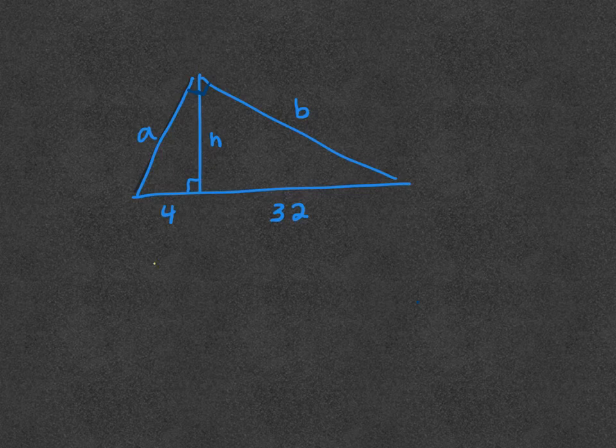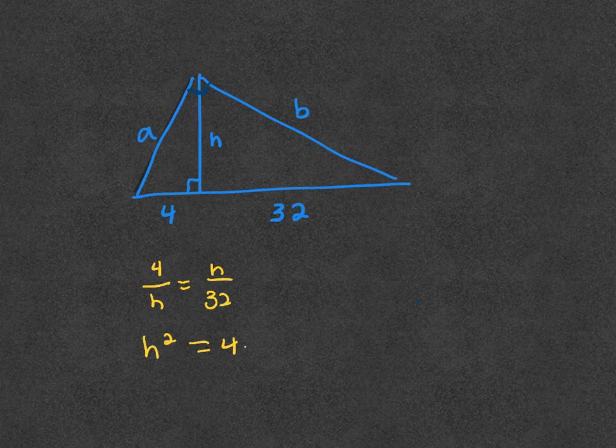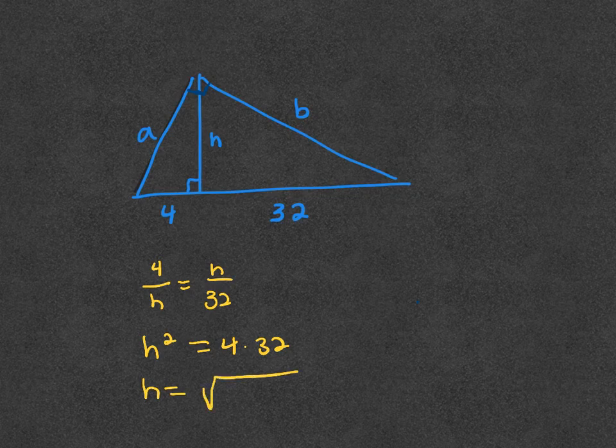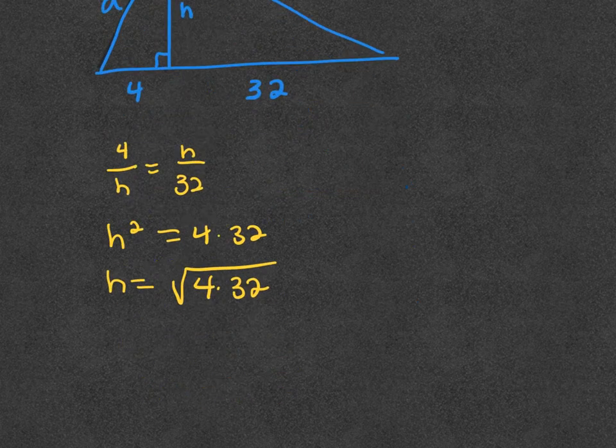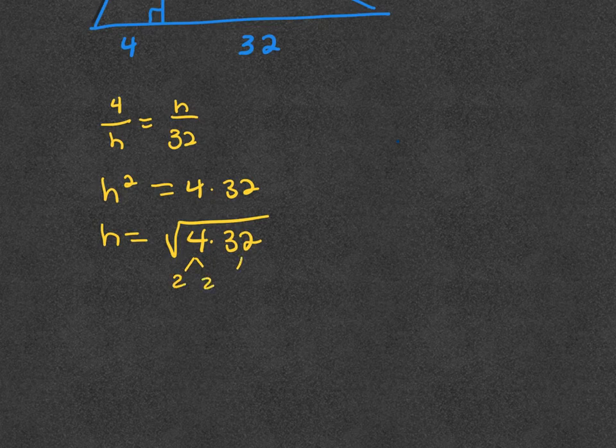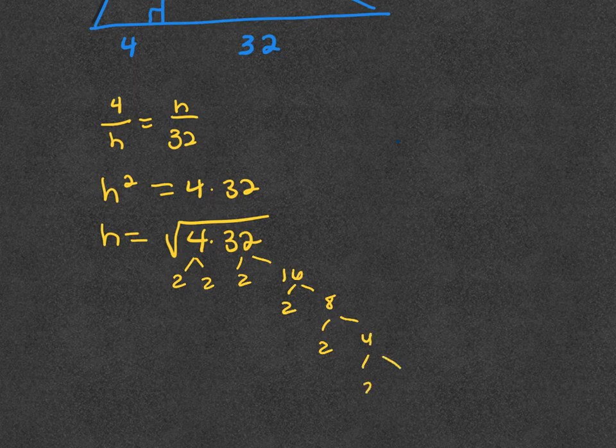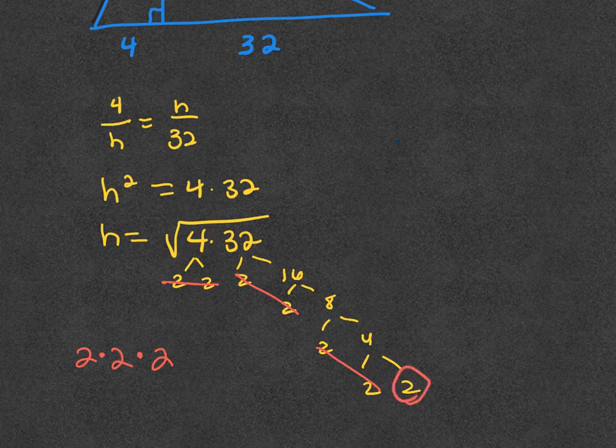So I would say that segment 1, which is 4, over the altitude, which is H, equals altitude over segment 2. And then I would cross multiply: H squared equals 4 times 32. And then I'm going to have to square root this, so I'm going to keep those separate and continue to break that down. So this would be 2 and 2, 2 and 16, 2 and 8, 2 and 4, 2 and 2. And then for each pair of 2's, that's 1, that's a second one, that's a third one. All of those are going to go to the outside of the square root. There's only 1, 2 left underneath. So then 2 times 2 is 4, times 2 is 8, root 2, and that's your H.